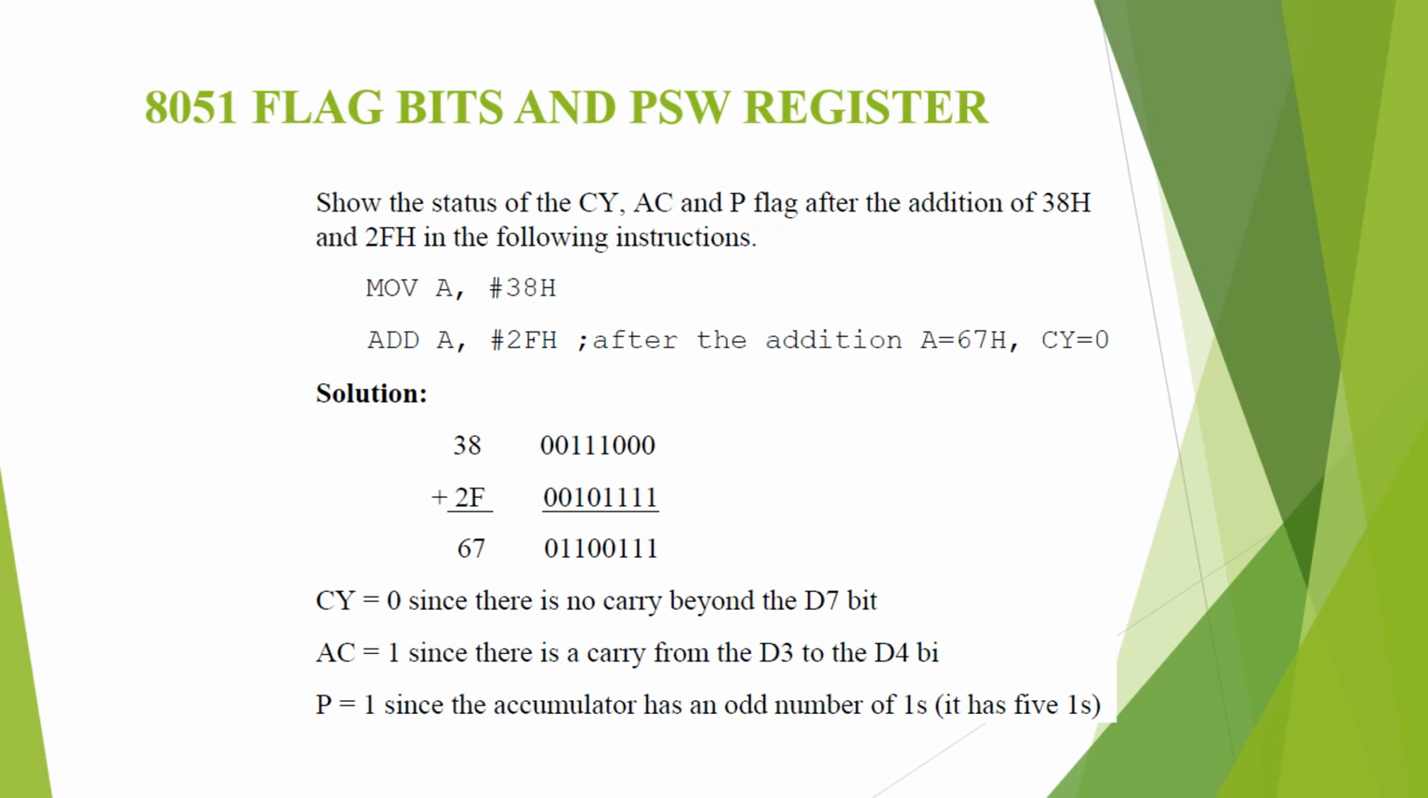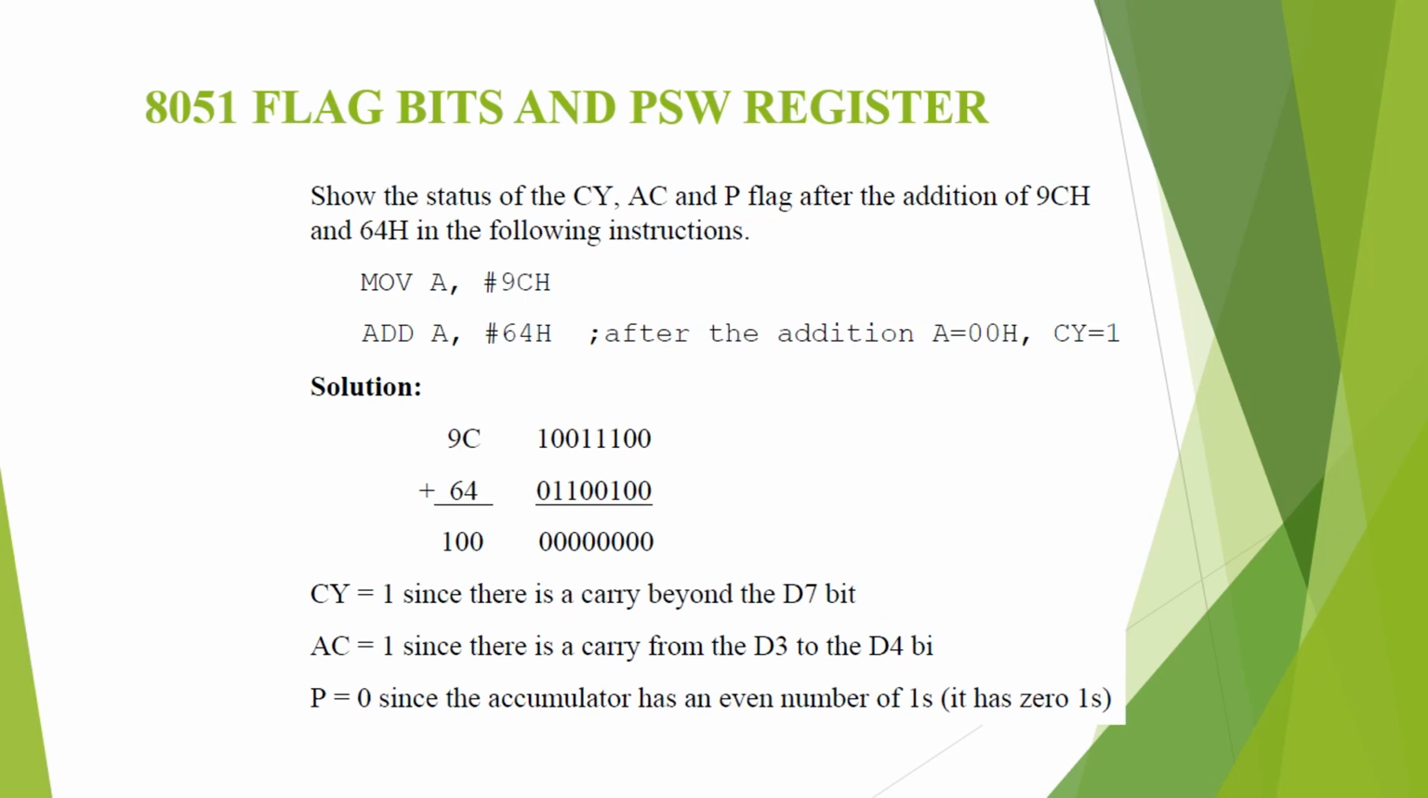So there is no carry generated after the addition, therefore carry flag is 0. So from D7 bit there is no carry generated. Whereas from D3 bit there is carry generated to D4 bit, so auxiliary carry flag is 1. And in the result 67 binary representation, number of ones is 5, that is odd number of ones. Therefore parity flag is 1.